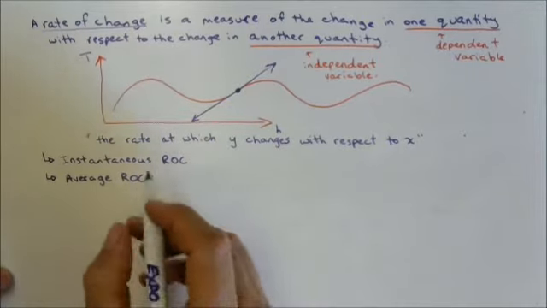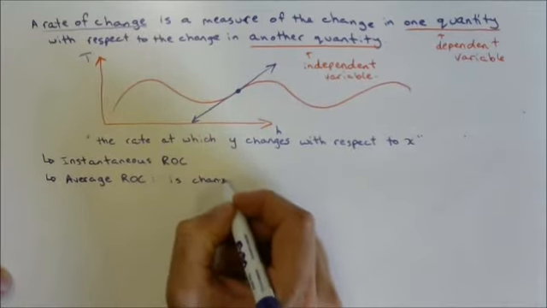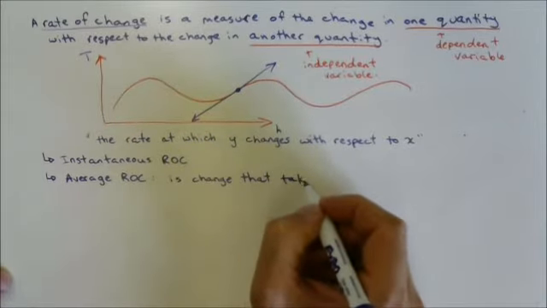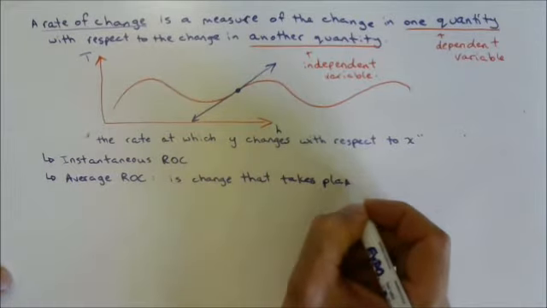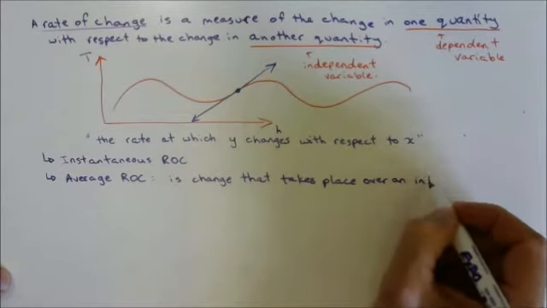Average rate of change. This is change that takes place over an interval.